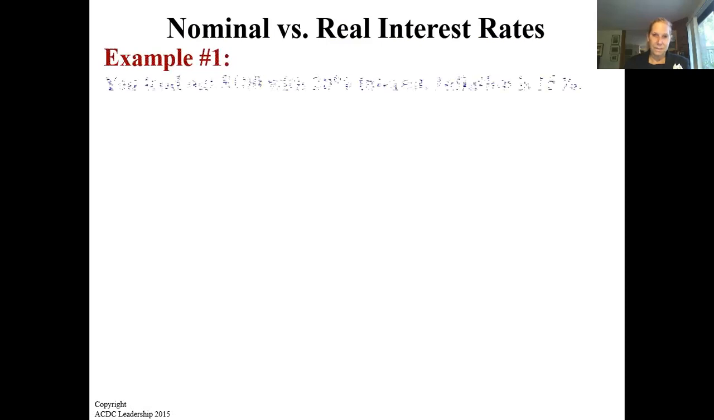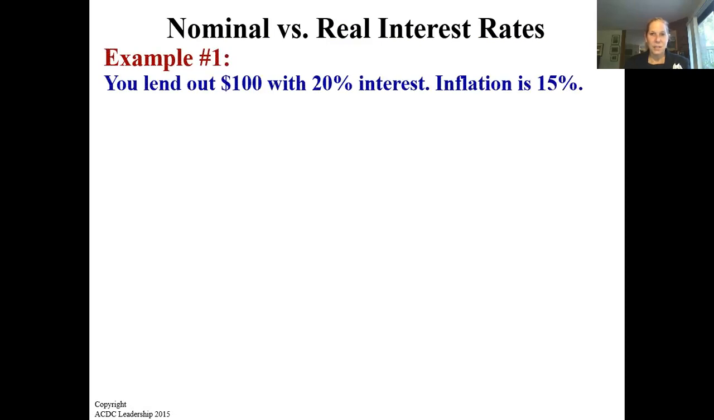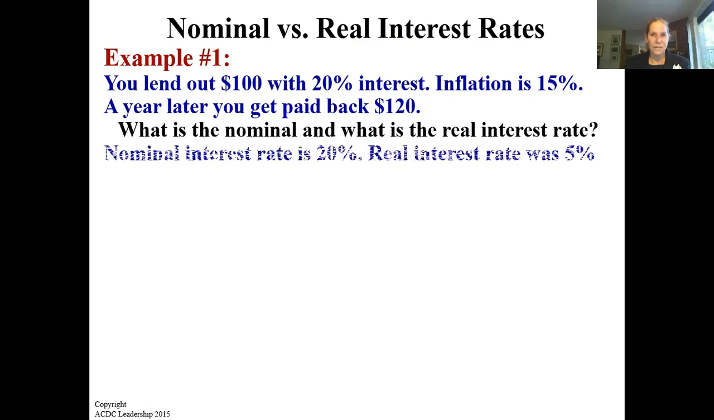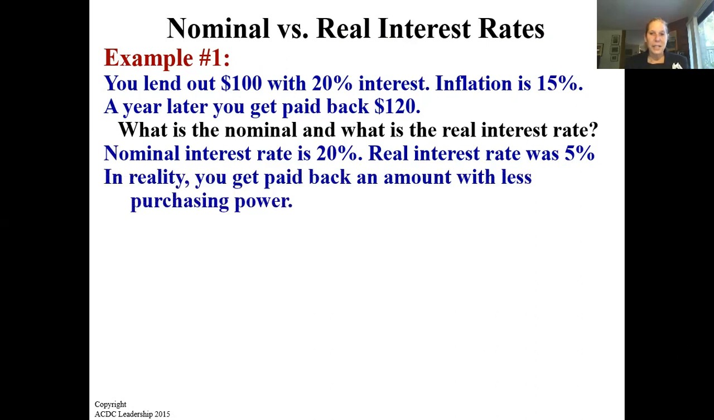So example number 1. You lend out $100 with a 20% interest rate, but inflation is 15%. A year later, you get paid back $120. What is the nominal and what is the real interest rate? The nominal interest rate is the actual interest rate at 20%. The real interest rate is only 5% because inflation was 15. So 20 minus 15 gives you 5%. In reality, you get paid back an amount with less purchasing power.